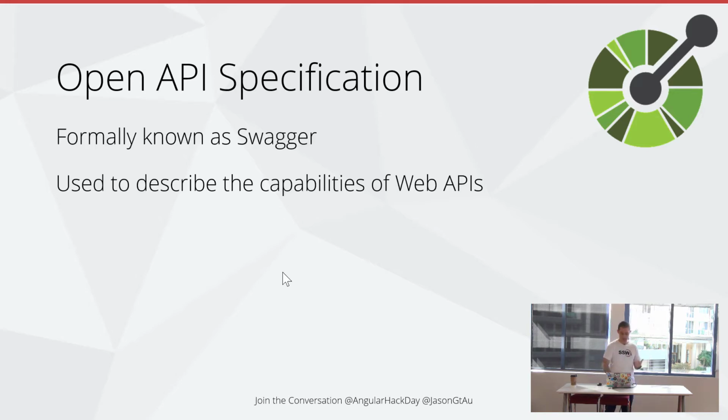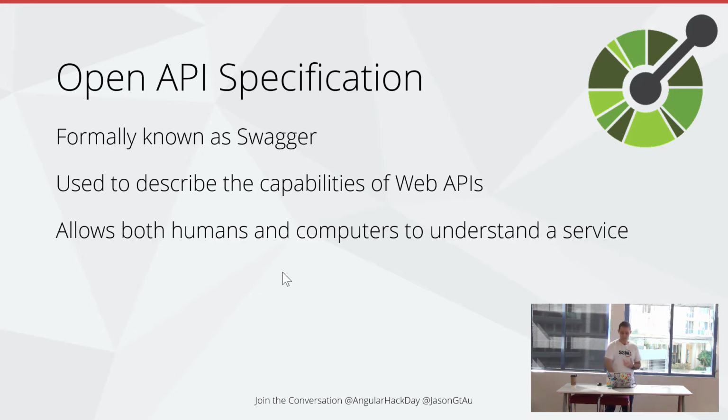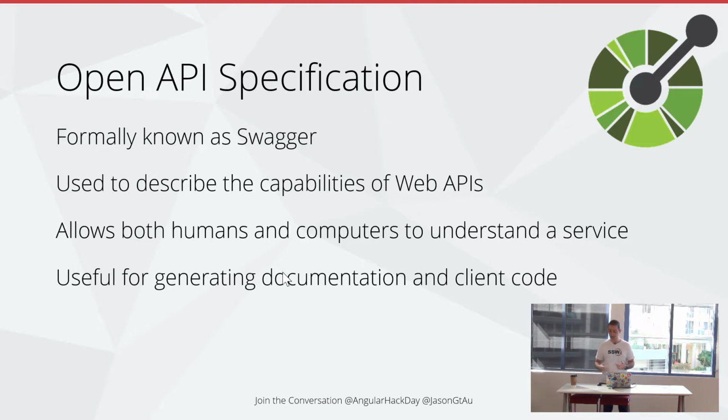It's formerly known as Swagger, and it's used to describe the capabilities of web APIs. It allows both humans and computers to better understand a service. So what we do is generate an OpenAPI specification document for our service, and that means developers can understand our service better, and computers can understand our service better. And if a computer can understand it, then it can generate code based on our service. So a couple of the things that we're going to do is generate documentation for our service, and generate clients for our service.